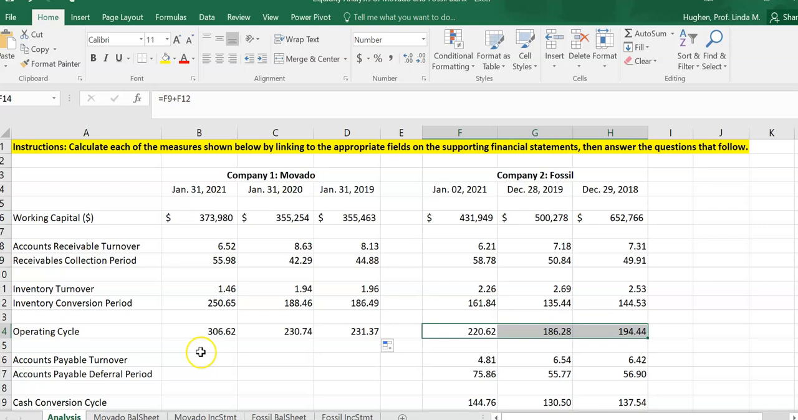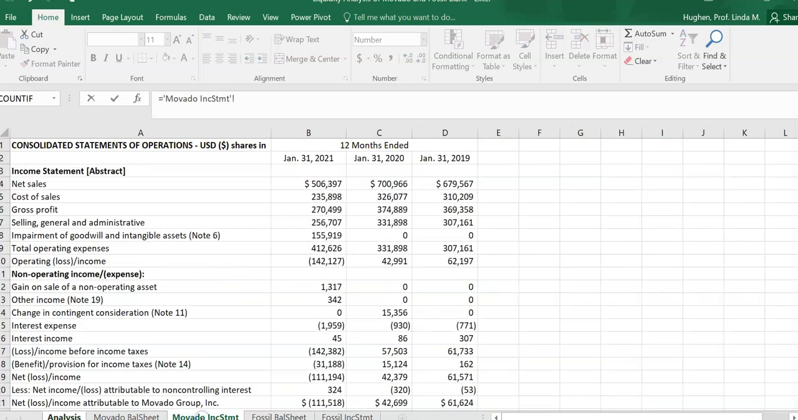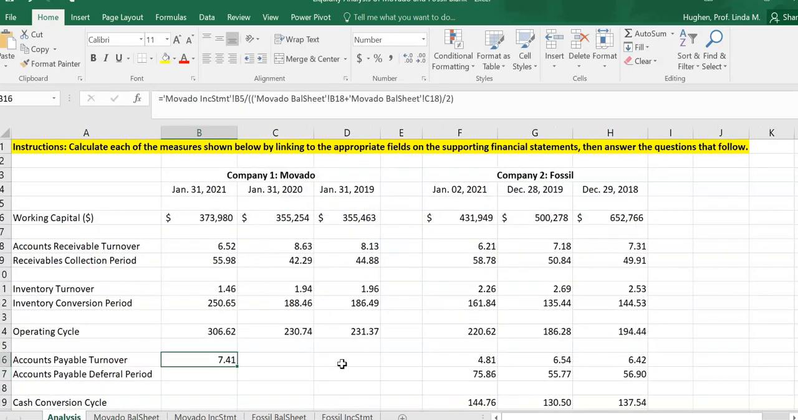Let's take a look at our accounts payable turnover and the accounts payable deferral period for Movado. Accounts payable turnover, I want cost of goods sold divided by average accounts payable. I see a number of 7.41. That's a decrease over the 3-year period. And I see that these numbers are high. There was also a decrease in the accounts payable turnover for Fossil. And Movado has numbers, the accounts payable turnover, that are higher.